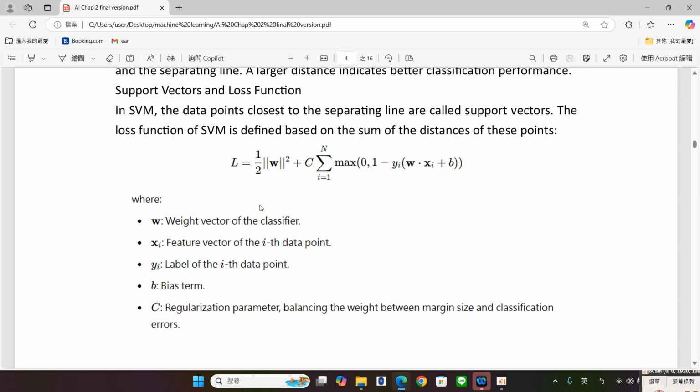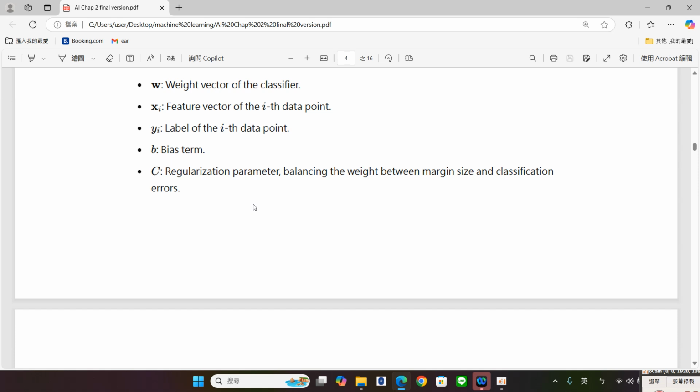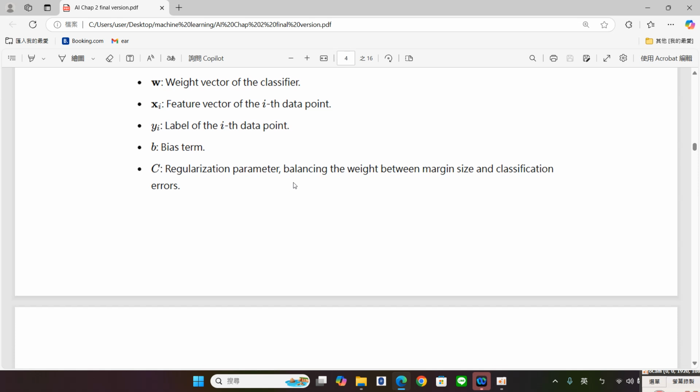Like the equation L is 1/2 times the norm of W squared, plus C times the summation of the maximum of 0 and 1 minus yi (W xi plus B), where W is the weight vector of the classifier, xi is the feature vector of the ith data point, yi is the label of the ith data point, B is the bias term, and C is the regularization parameter, balancing the weight between margin size and classification error.